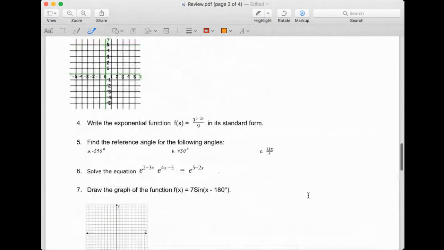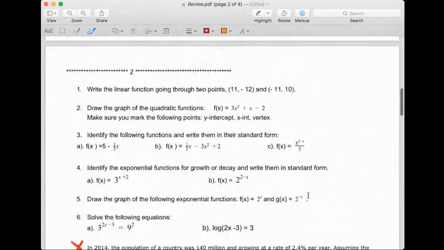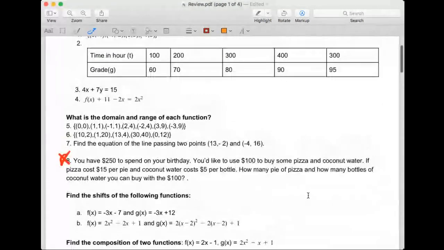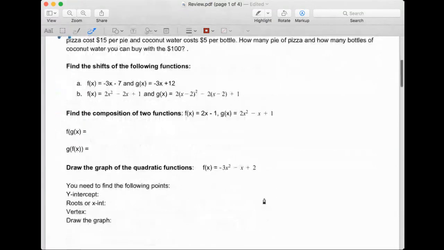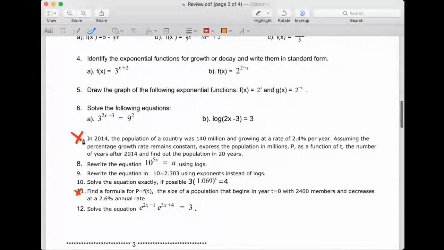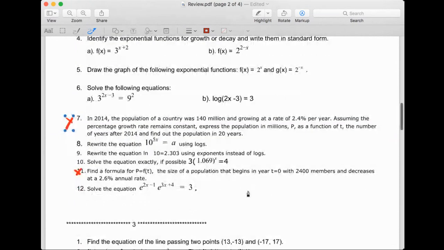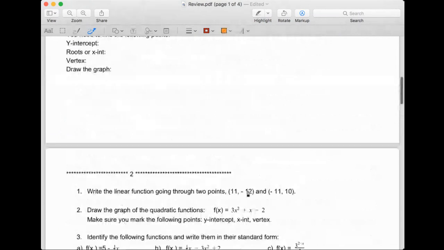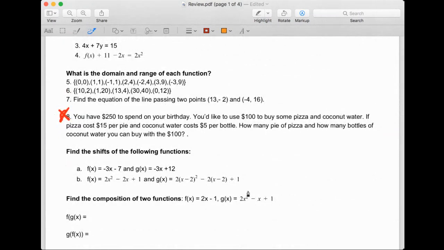Okay, so those are the 3 word problems, right? So let's take out number 8. Let's take out number 8. Let's take out, what's this number? Number 7. Let's take out number 11. Let me write down the numbers.